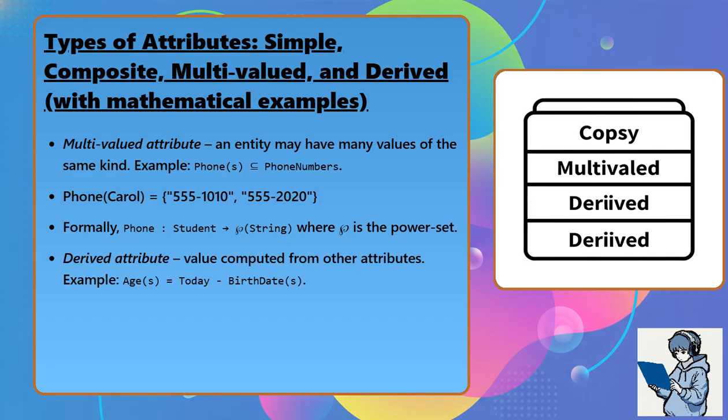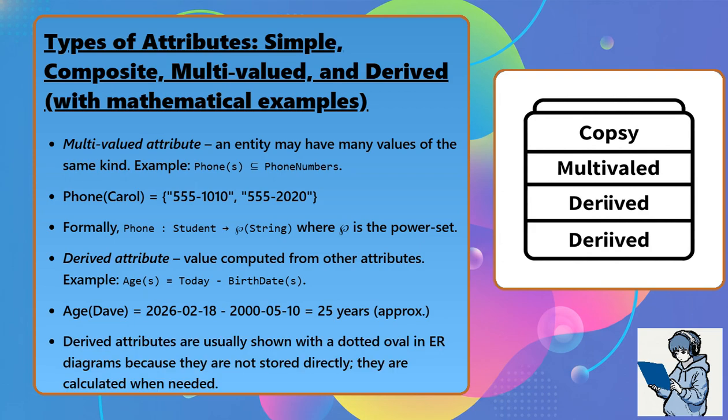A derived attribute is a value computed from other attributes. Example: age(S) = today minus birth date(S). Age(Dave) = 2026-02-18 minus 2000-05-10 = 25 years approximately. Derived attributes are usually shown with a dotted oval in ER diagrams because they are not stored directly. They are calculated when needed.